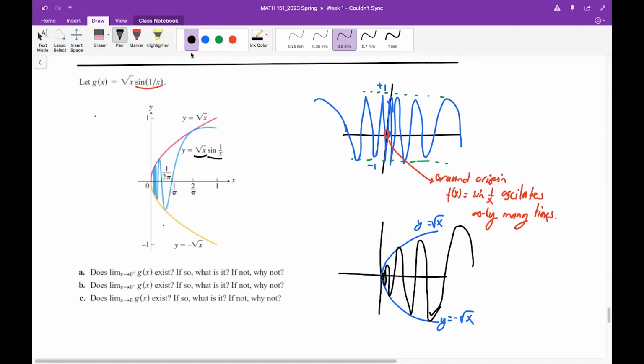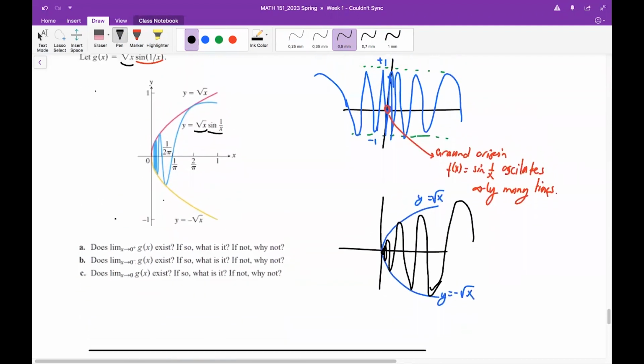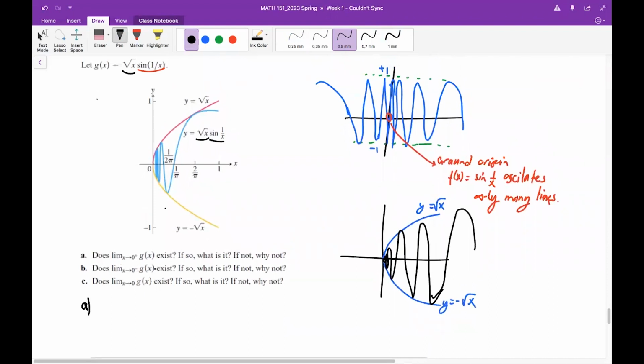It cannot exceed square root of x and minus square root of x. It does the same behavior between these two curves. That's why we draw the graph of square root of x times this sine 1 over x. This function has a graph which does the same behavior between the square root of x and minus square root of x functions. So I think you got the idea. Now we are ready to answer the questions here for part A.